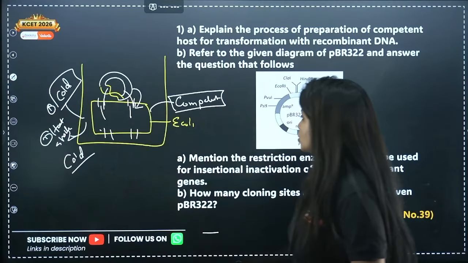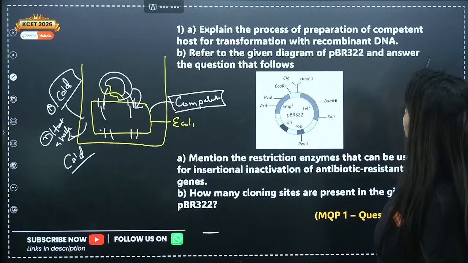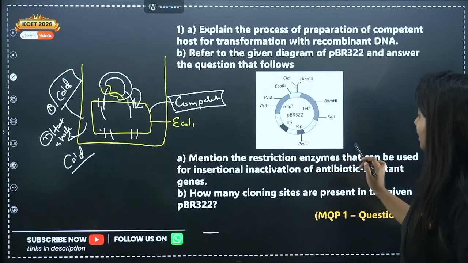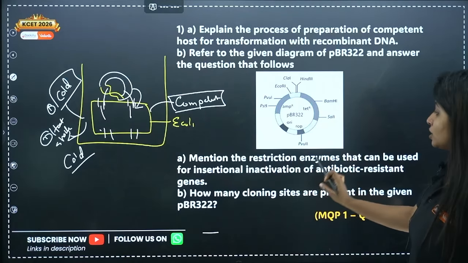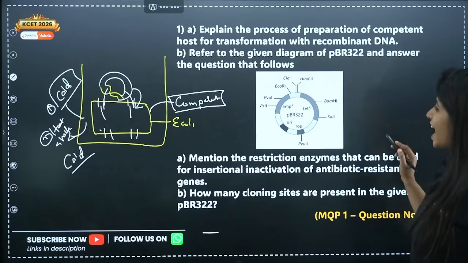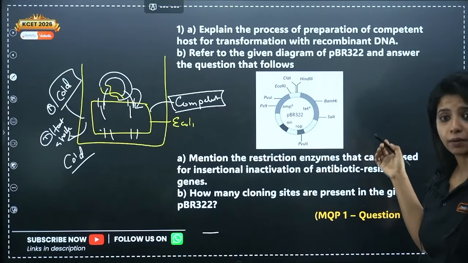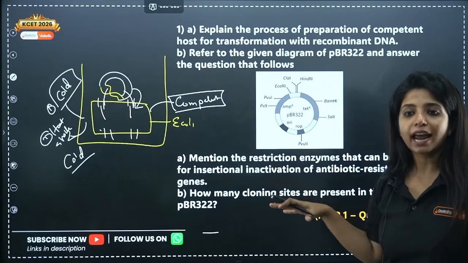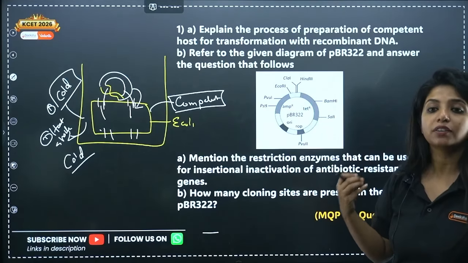Now the next part of the question. Refer to the given diagram of pBR322 and answer the question that follows. Mention the restriction enzymes that can be used for insertional inactivation of the antibiotic resistance gene. So I have to talk about the restriction enzymes that can be used such that there is an inactivation of the antibiotic resistance gene.